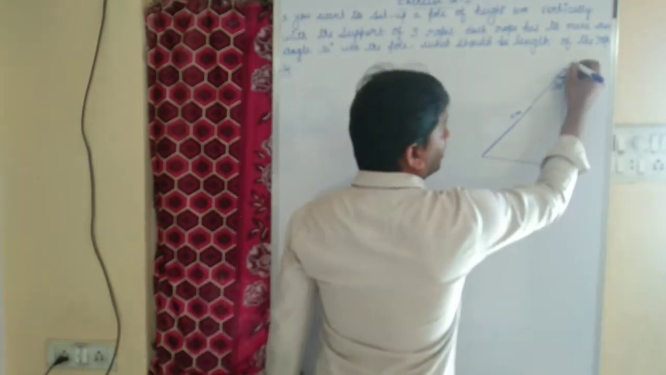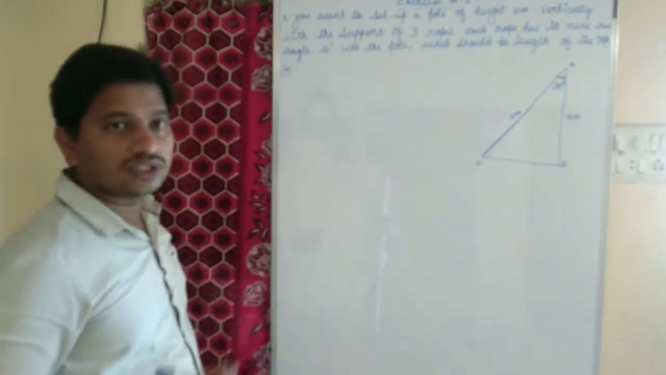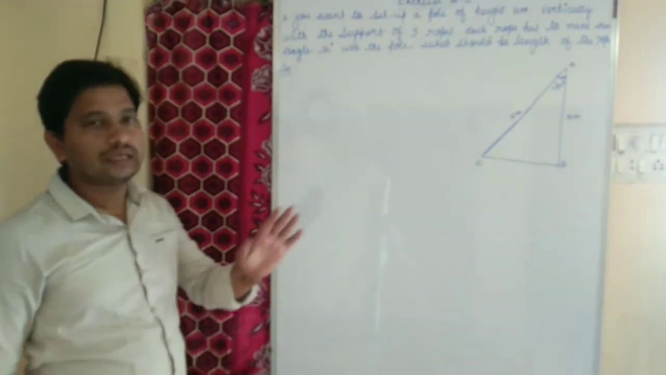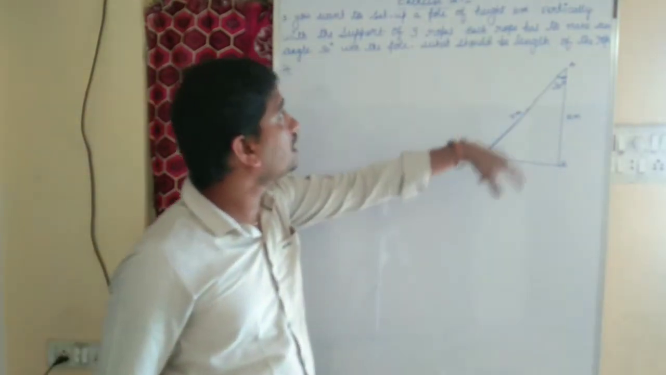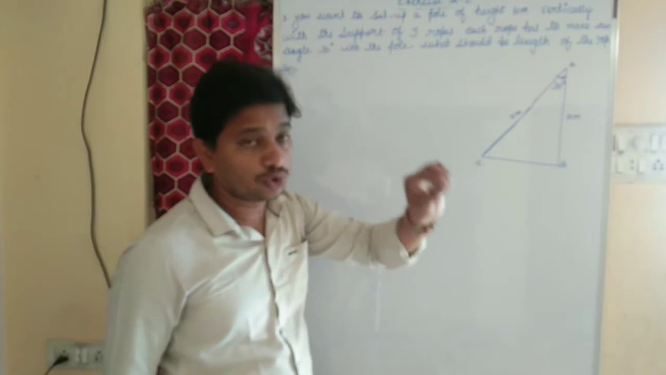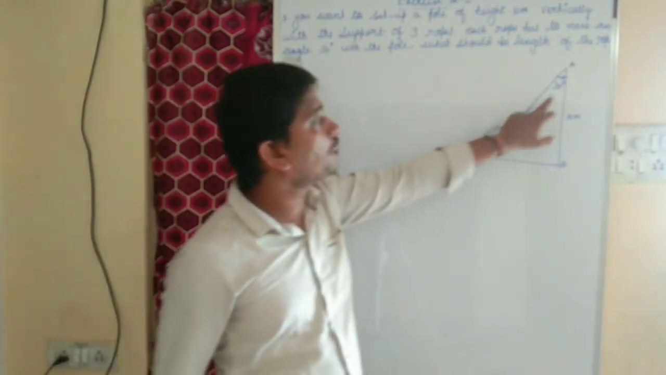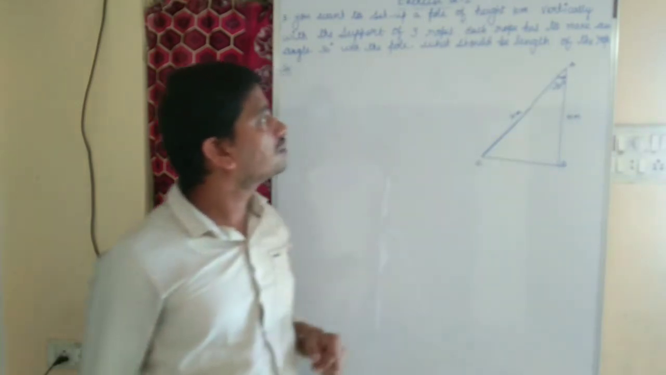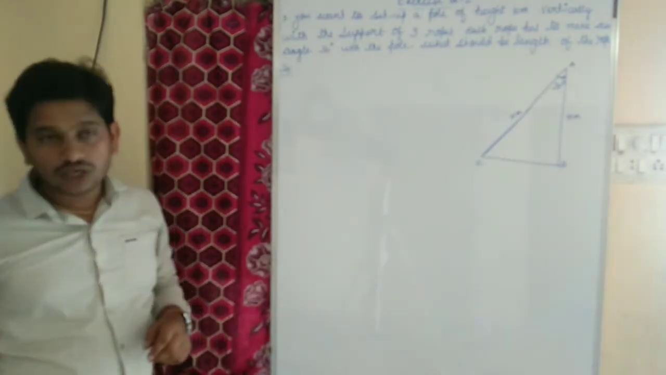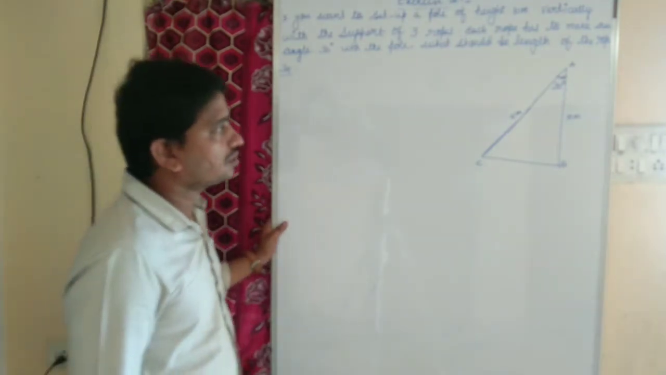Okay. Let it be named ABC. Is it clear, children? The question: you want to set up a pole of height 10 meters vertically with the support of 3 ropes. Each rope has to make an angle of 30 degrees with the pole. This is our pole, it has to make 30 degrees with the pole. Now they are asking what should be the length of the rope, right?